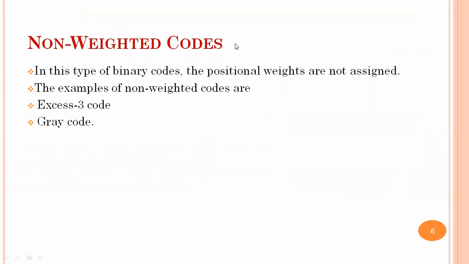So next is non-weighted codes, in which the position weights are not assigned, but they are used to encode the number into the digital form. In this we use the Excess-3 code and Gray code. So let's discuss it one by one.